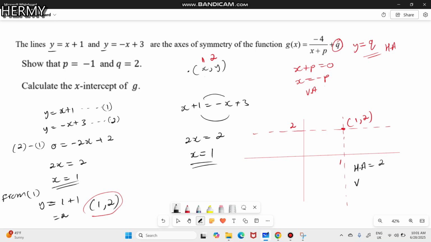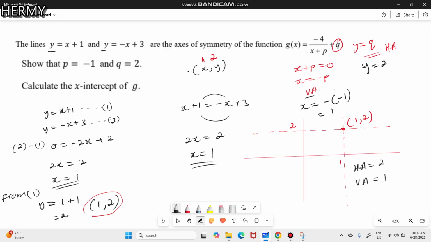Will be 2, and our vertical asymptote will be what? Will be 1. So let's go back. Remember we said our vertical asymptote equals 1, so x equals 1. It means our P is negative 1 to make it positive, because if we say P is 1, it will be negative. So P is negative 1. Then x is equal to 1.